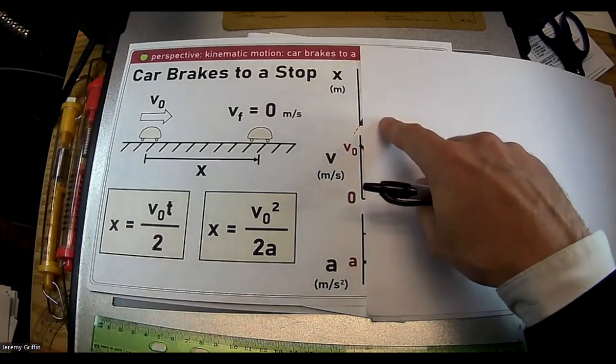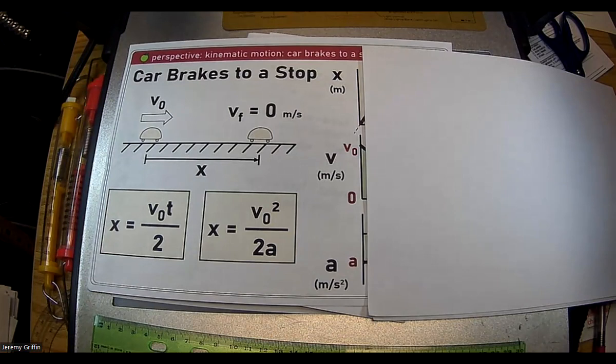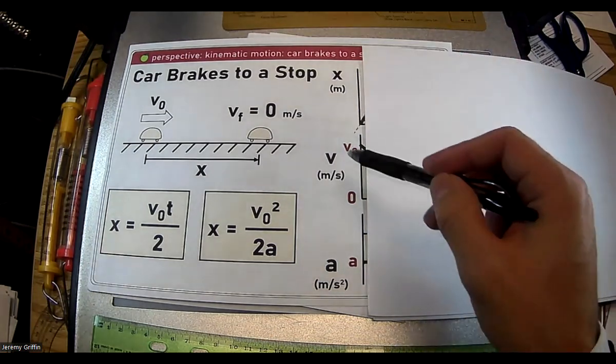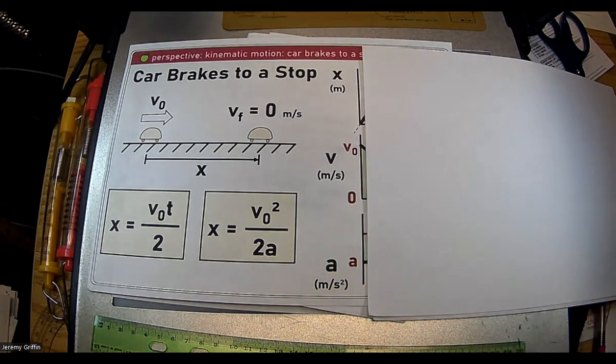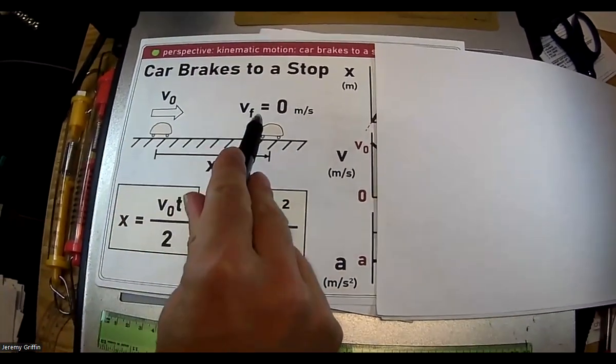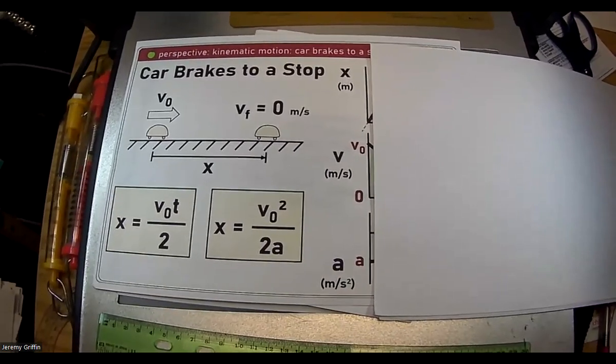Oh, hey, look what I have set up here. X versus T. Guys, got your notes out? All right, I'm going to take a trip around the room. I'm going to see who can get these graphs correct. X versus T, V versus T, A versus T. For this scenario, a car brakes to a stop. What do those graphs look like?